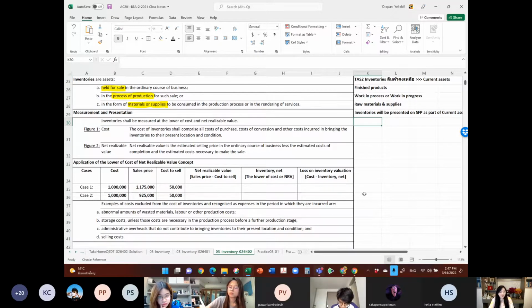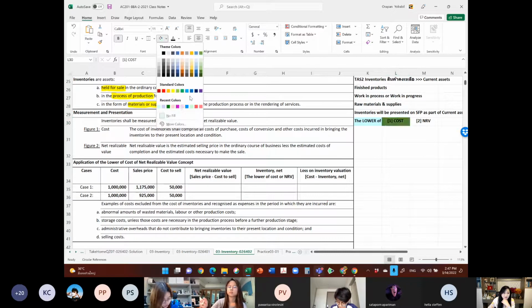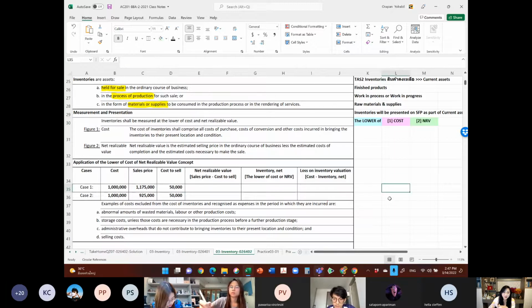Now, how do we present it? We're going to take the lower of, first of all, cost, so you have to determine the cost, and second of all, the net realizable value. What you need to do is compare the cost with the net realizable value, compare the two, and then take the lower one. So this is the lower of the cost and the net realizable value.